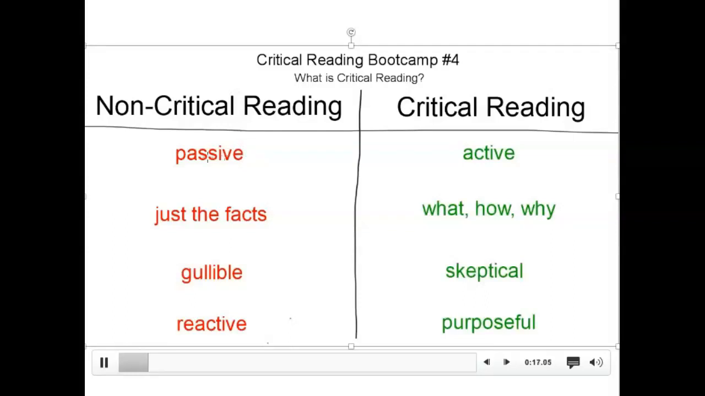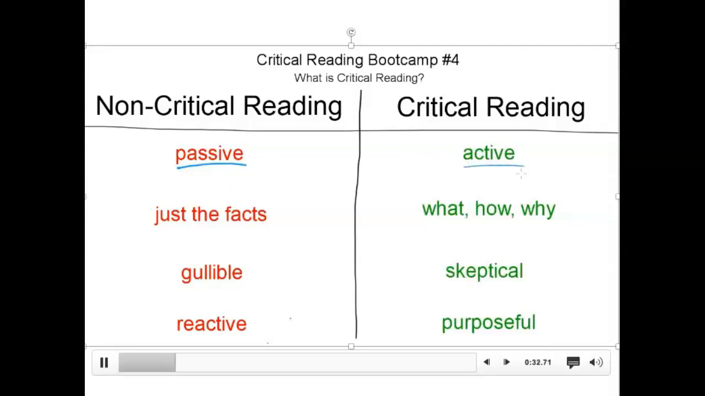So non-critical reading first is passive. What I mean by that is if you're reading non-critically, let's say you're reading a blog or a magazine or something, you're just kind of sitting there and you're kind of enjoying it. And if something's funny, you laugh, but you're not really engaging with it. You're not really doing anything with it. You're just kind of sitting there like you're watching a movie.